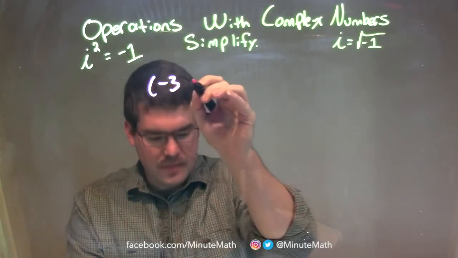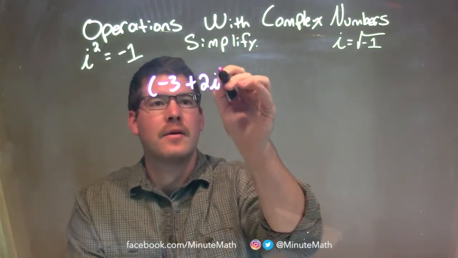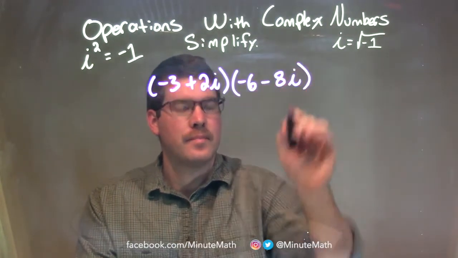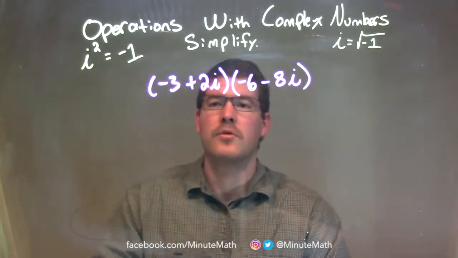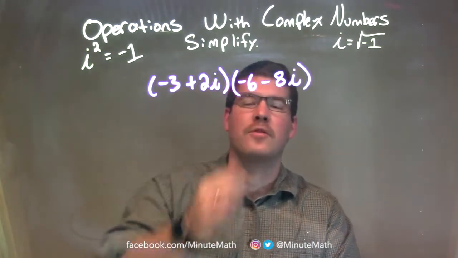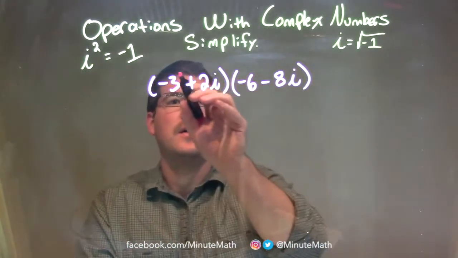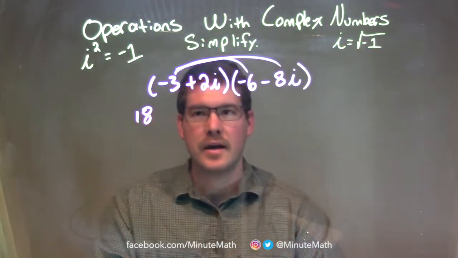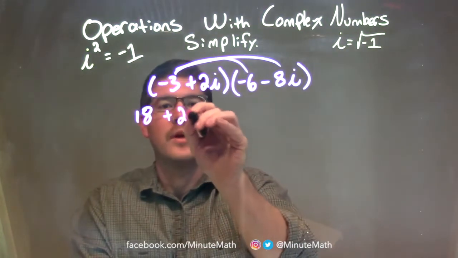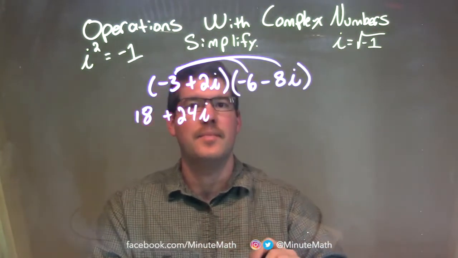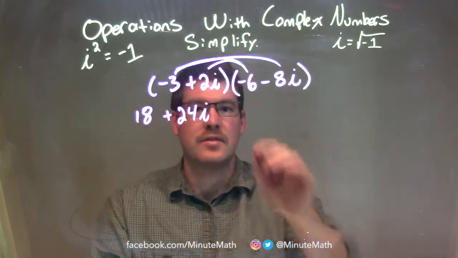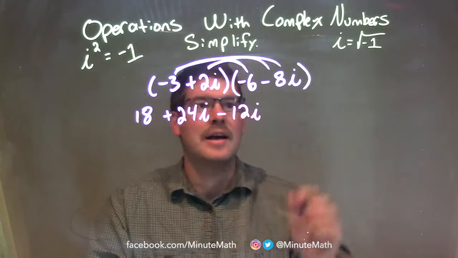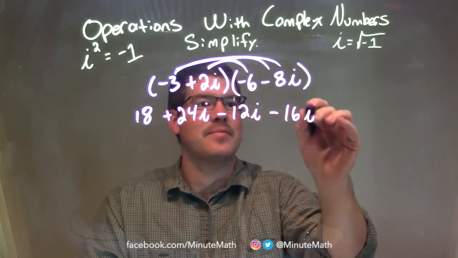Negative 3 plus 2i times negative 6 minus 8i. Well, what I want to do is multiply all parts of my first parenthesis by all parts of my second parenthesis. Negative 3 times a negative 6 is a positive 18, and negative 3 times negative 8i is a positive 24i. 2i times a negative 6 is a negative 12i, and 2i times a negative 8i is a negative 16i.